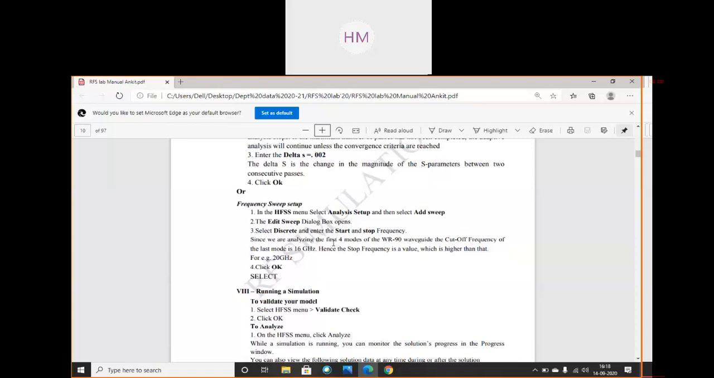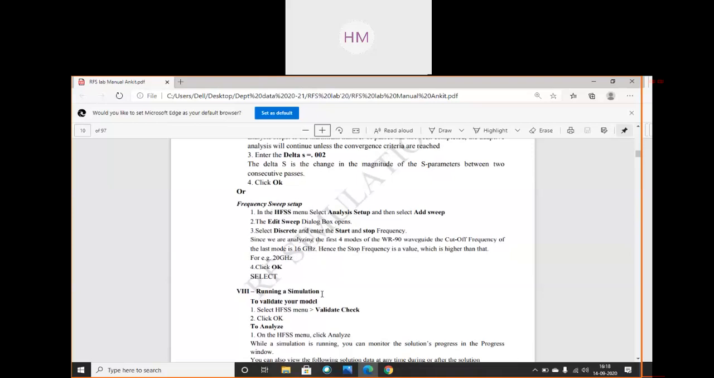Since we are analyzing the first 4 modes of the WR90 waveguide, the cutoff frequency of the last mode is 16 gigahertz. Hence the stop frequency is a value which is higher than that. This is the cutoff frequency 16 gigahertz. After the cutoff frequency we will give some margin so that the analysis will be done properly. So here the stop frequency will be 20 gigahertz. So you have to select this in frequency sweep setup.